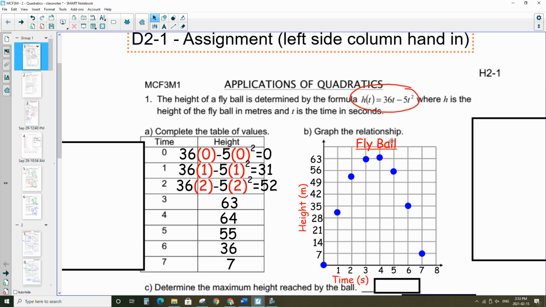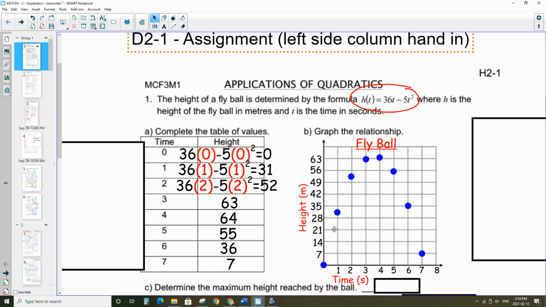I have my title. And for the y-axis, I decided to go up by 7s, okay? The way I decided was that my lowest value is 0, and then I had to go all the way up to at least 64. So I looked at how many squares I had, and then divided 64 by that number of squares, to get an approximate value for each of the squares. So I'm going to go up by 7 so that it all fits nicely. And then I just plotted my points. So you can see that it makes a nice shape like this.